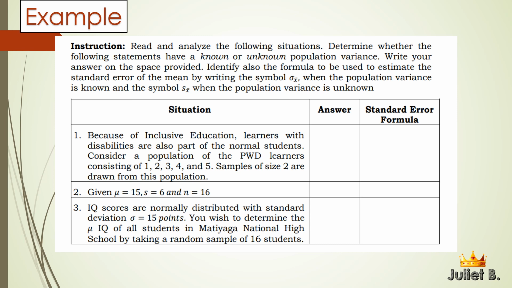Number one, because of inclusive education, learners with disabilities are also part of the normal students. Consider a population of the PWD learners consisting of 1, 2, 3, 4, and 5. Samples of size 2 are drawn from this population. So in here, we're going to write if it is known or unknown. And then from the said answer, if it is known, we have the Z formula, or the formula for the standard error. And then the formula for unknown, which is this one.